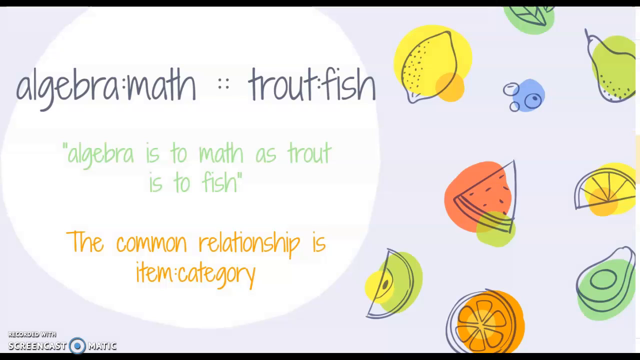Well, you have a lot of different things that you could put in there. For my example, I used the word trout. A trout is a type of fish. So is a bass or a bluegill or a catfish or a gar. There's all kinds of fish. You want to go smaller, you could go with clownfish or a goldfish or a betta fish. All kinds of fish out there. As long as the common relationship is item and category, your example is good to go.